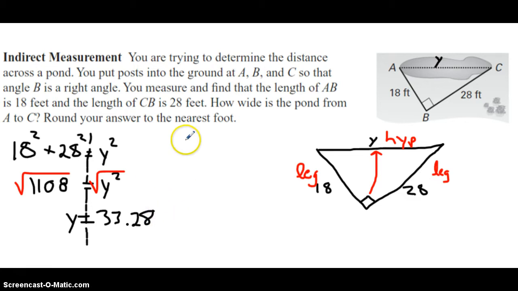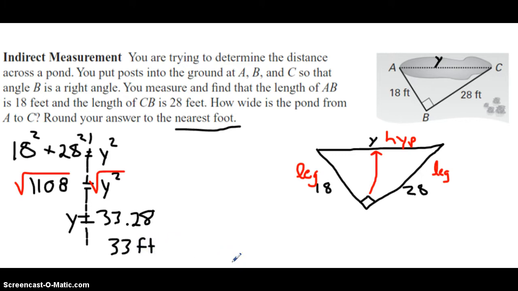33.28. And again, this asks us to round to the nearest foot. The previous one was inches, but we're still going to round to the ones place here. The 8 does push the 2 up to a 3, but the 3 will not change the 33, and so our final answer is 33 feet.